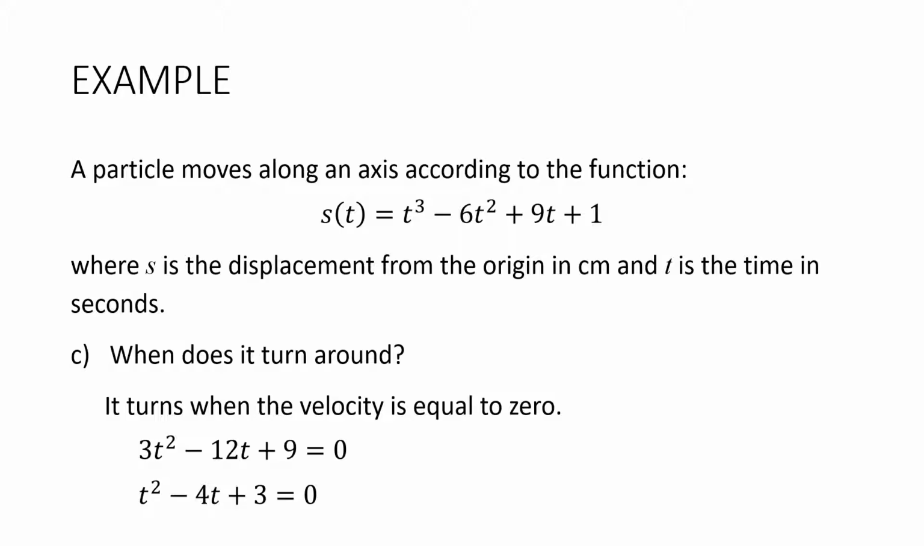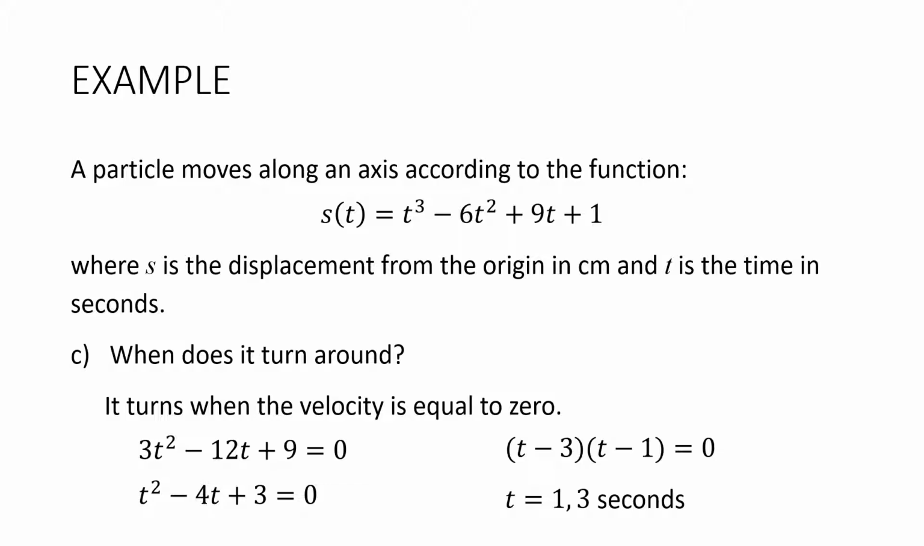I'm actually going to take this common factor out that I can see first of all. So divide by 3, divide by 3, divide by 3 gives me this, and now factorise. Gives me that. We've got two turning points, one at 3 and one at 1. So t is equal to 1 or 3 seconds.